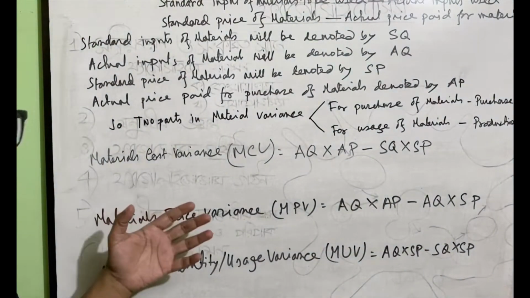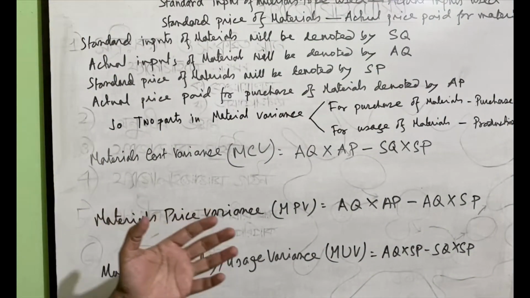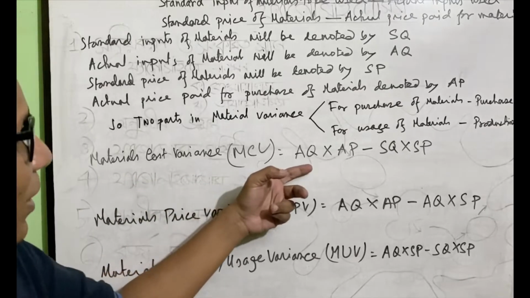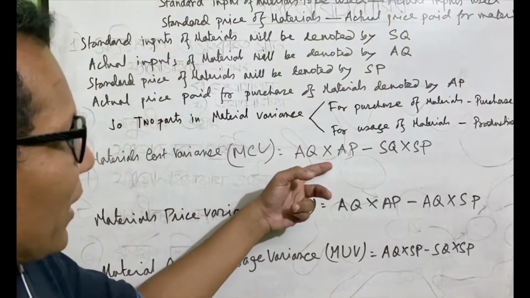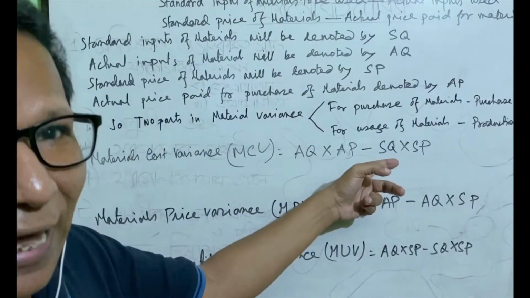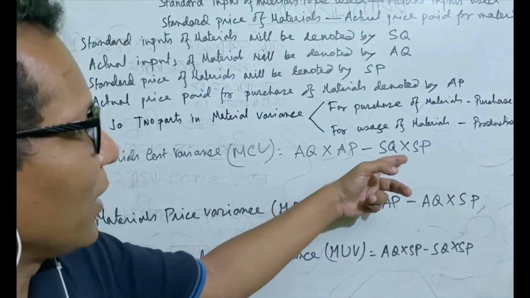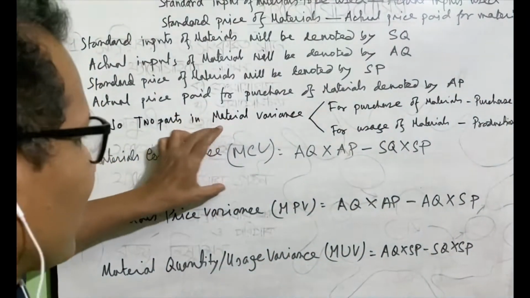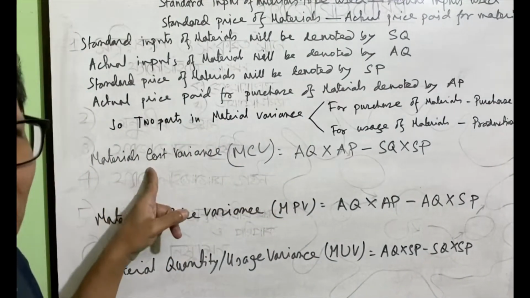Now we see the formulas of the material cost variance. Material cost variance, MCV, equals actual quantity AQ into actual price AP minus standard quantity allowed for actual output into standard price. This is the total difference. This variance is divided into two parts.